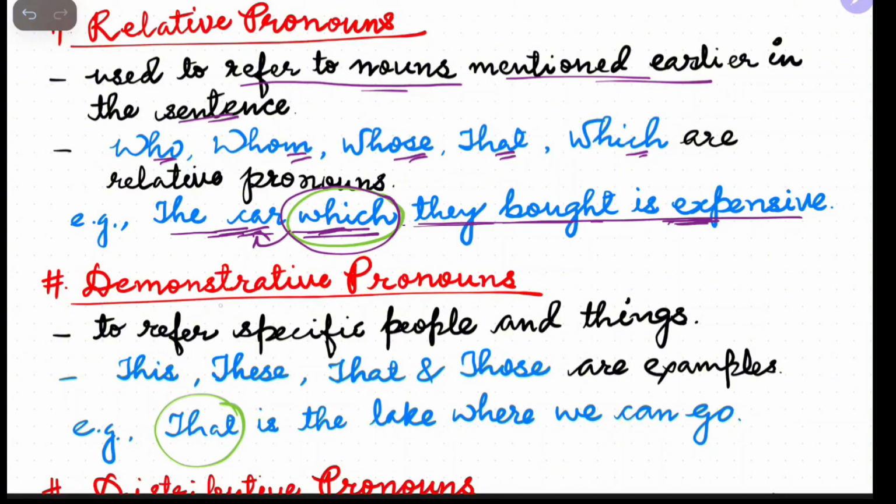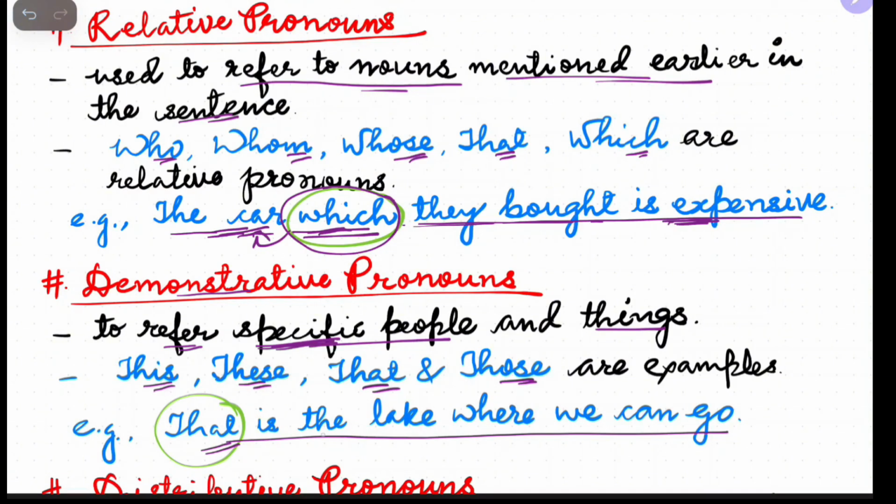The next type is demonstrative pronouns. Demonstrative pronoun is used to refer to specific people and things. Specific, okay, not in general. Let's see. So this, that, and those are examples of demonstrative pronoun. That is the lake where we can go.